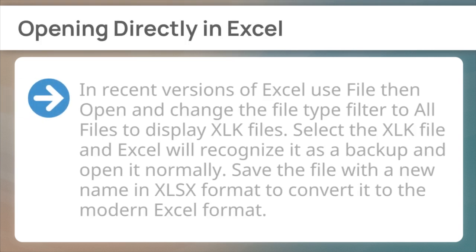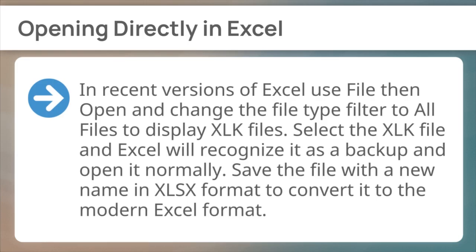Next, opening directly in Excel. In recent versions of Excel, use File then Open, and change the file type filter to All Files to display XLK files. Select the XLK file and Excel will recognize it as a backup and open it normally. Save the file with a new name in XLSX format to convert it to the modern Excel format.